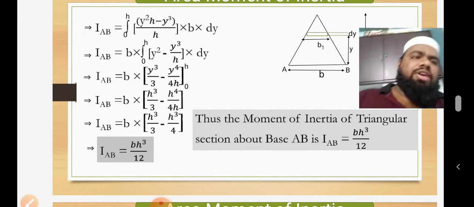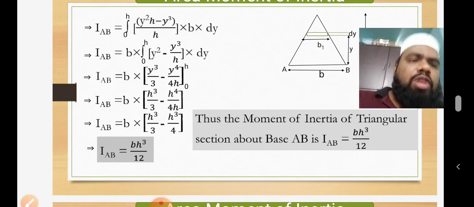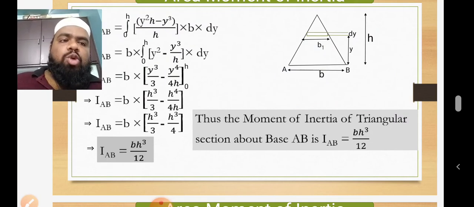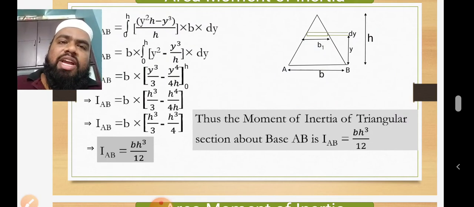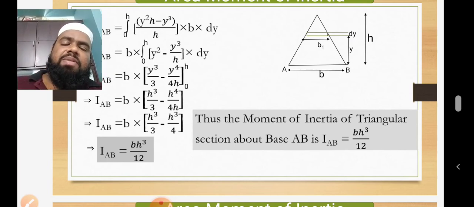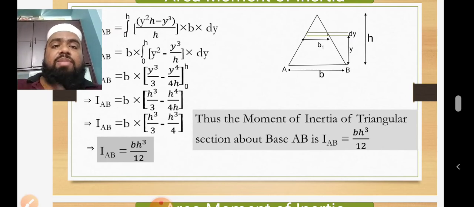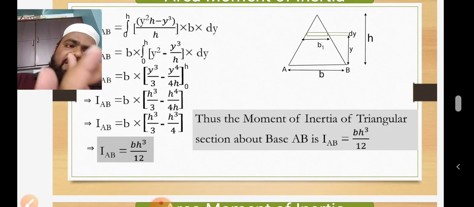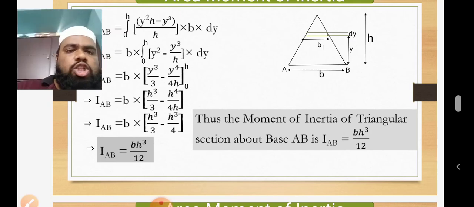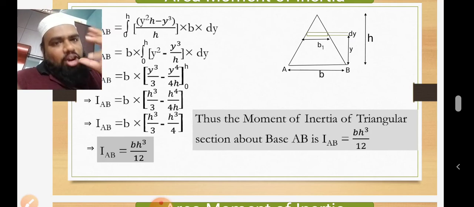Now this is the perfect formula. The formula for the moment of inertia of a triangular section about its base is BH cube by 12. So whenever you get the data, I mean the base of the triangle is 30 centimeters and the height of the triangle is 50 centimeters, then what is the moment of inertia of the triangular section about its base? Then you can simply substitute base and h in the formula. That is very easy. So practice this. It is not easy and not tough too.